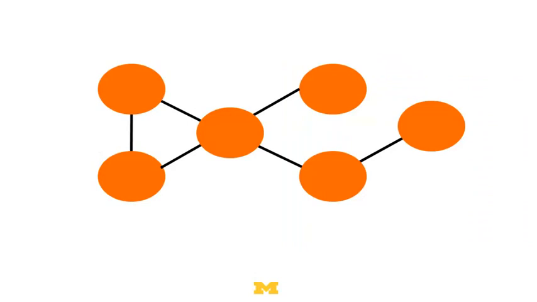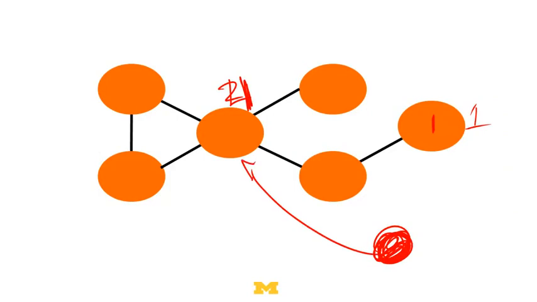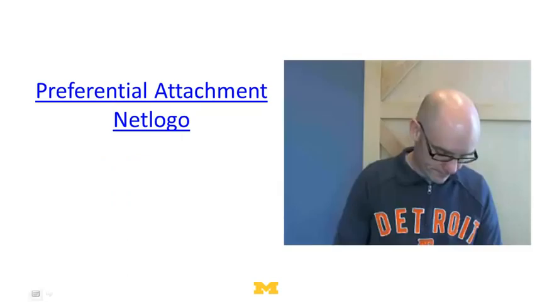Here's a network, and some new node comes in, and it's trying to think about what's the likelihood I should connect to each one of these nodes. Well, this node only has one network connection, one edge. This one has 4. And so what's going to happen is when this node comes in, it's going to be 4 times as likely to connect to here as it is to over here. So the probability of connecting to someone is proportional to the number of connections it already has.